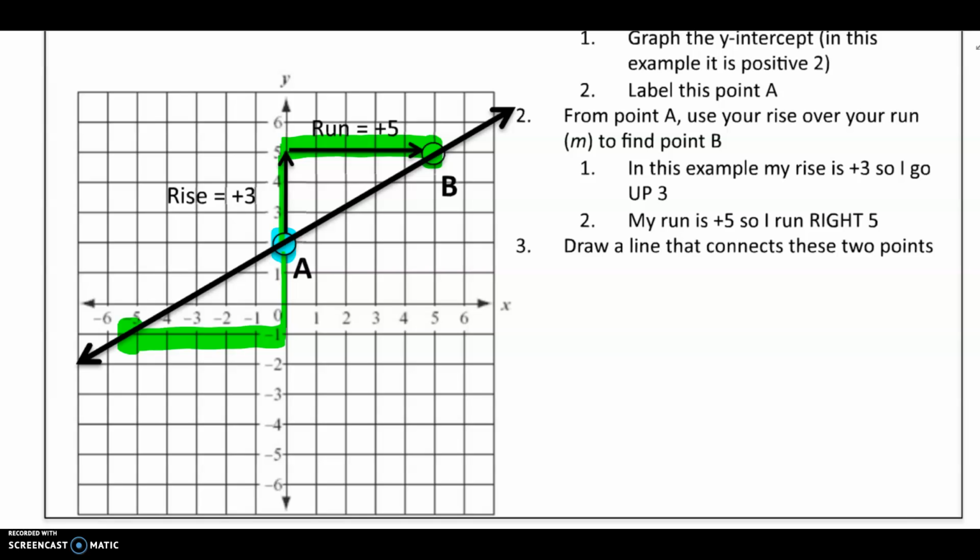Okay, so once I have these points plotted, 2 or 3 of them, I take my ruler, I take my straight edge, and I draw a line connecting them. Once I do that, I add arrows at the end, and I'm good to go. Hopefully we're good on that reminder. If you are, turn the page. If you're not, ask someone around you.